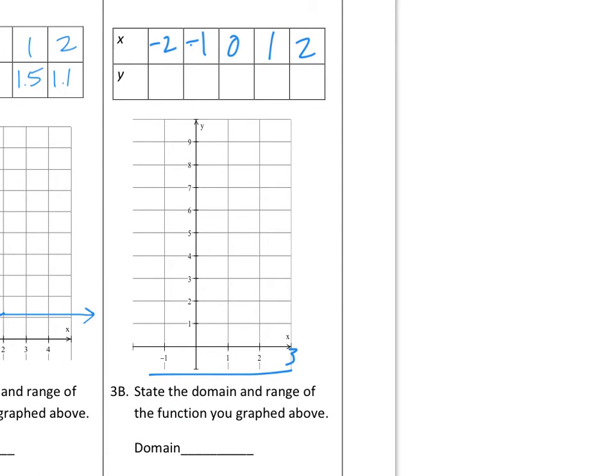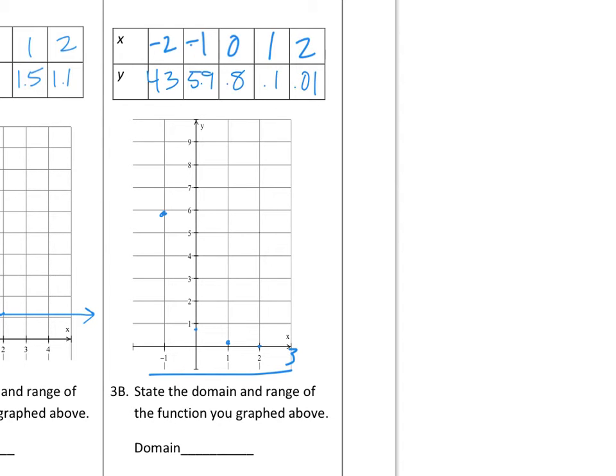So -2 is 43, so that's going to be way off our graph. -1 is 5.9. 0 is 0.8. 1 is 0.1. And 2 is 0.01. I mean, it's basically 0. Alright, so that -2 is way off the graph. -1 is just below 6. 0 is just below 1. 1 is 0.1. And then 2 is already practically 0.